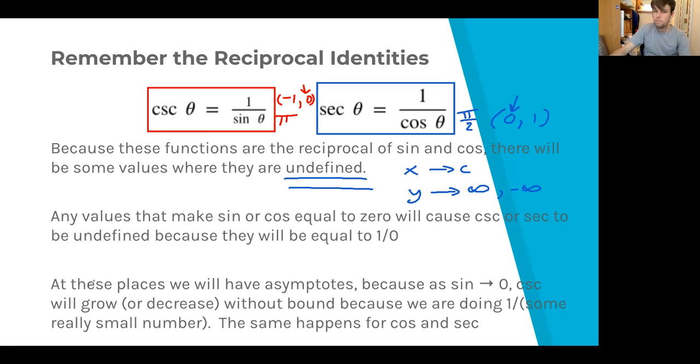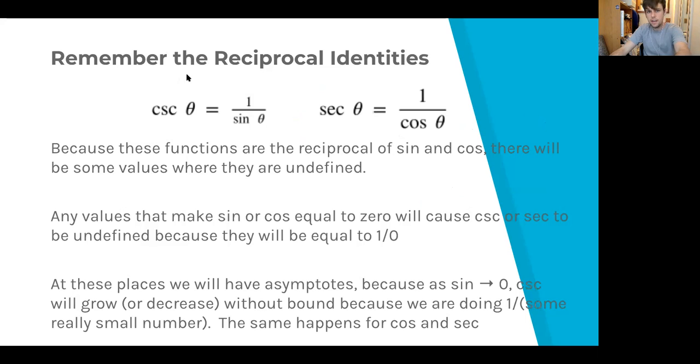This can happen not just at these values at pi over 2 and pi for this one. It can happen at any value depending on what other transformations are being applied to our given function. If we do something that changes the period or phase shifts it, the location of our asymptotes will be changed as well.